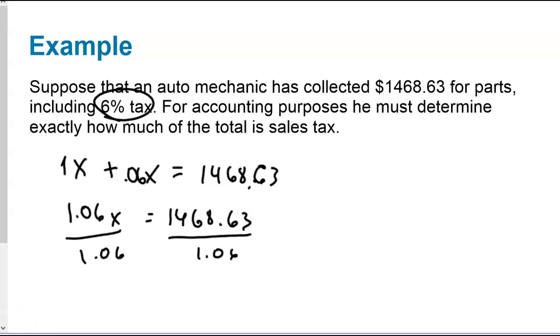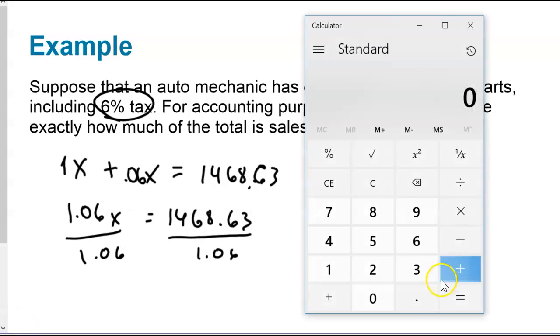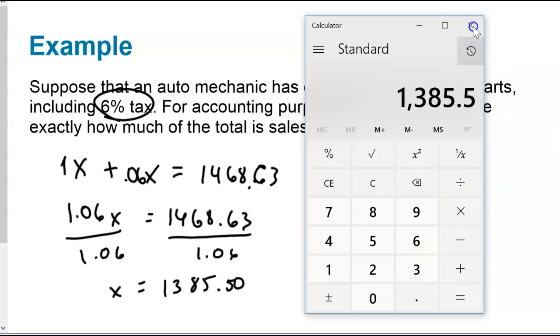We'll take our total amount, 1,468.63 divided by 1.06 equals $1,385.50. And so now we know what the original amount was.